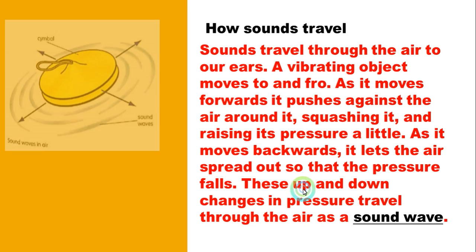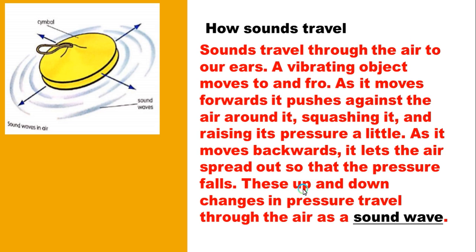Okay, so how does sound travel? Sounds travel through the air to our ears. A vibrating object moves to and fro. That means back and forward. As it moves forward, it pushes against the air around it.